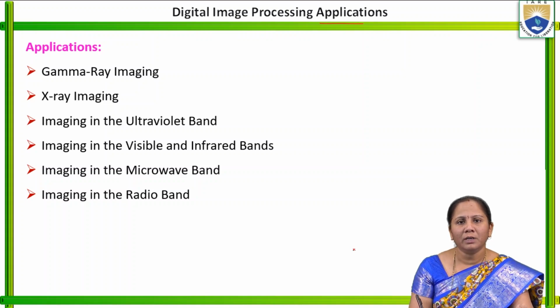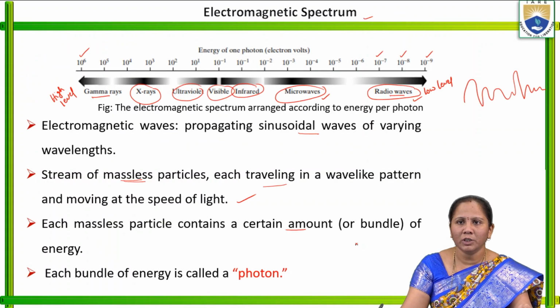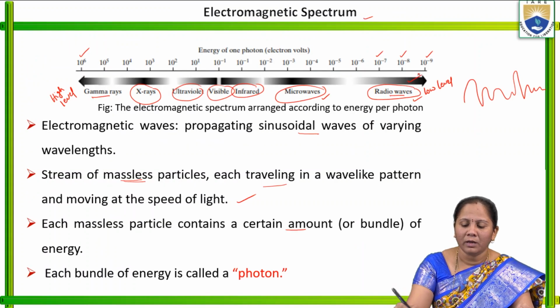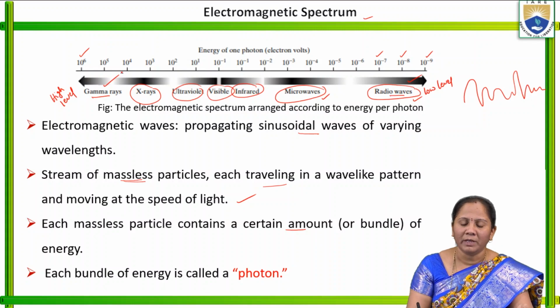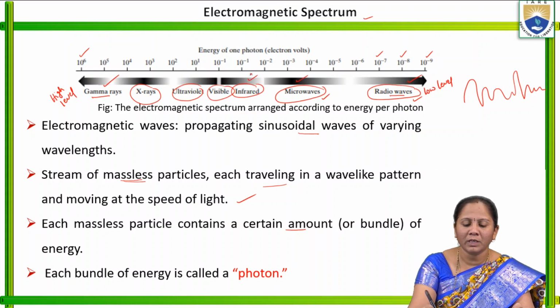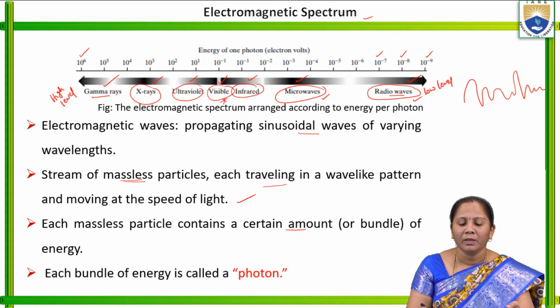Based on the electromagnetic spectrum, we have seen it ranges from radio waves to gamma rays. In between you can see, after radio waves, microwaves, infrared, visible, ultraviolet and X-rays. This visible band is the wavelength range where the human eye can see. The colors are visible starting from red to violet.